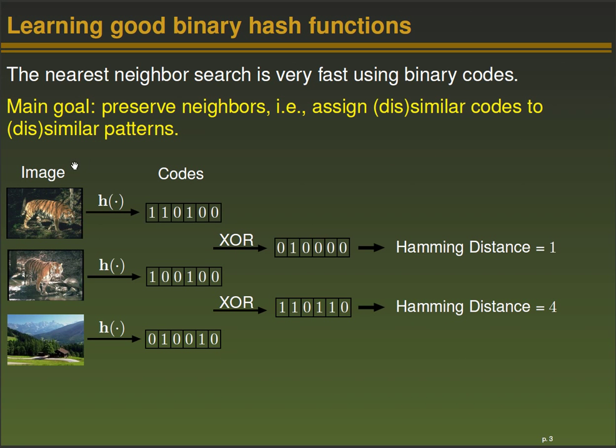To map the images into the codes, we need a hash function. And a good hash function has to preserve the neighborhood. It means that it has to assign similar codes to the similar images and dissimilar codes to dissimilar images.